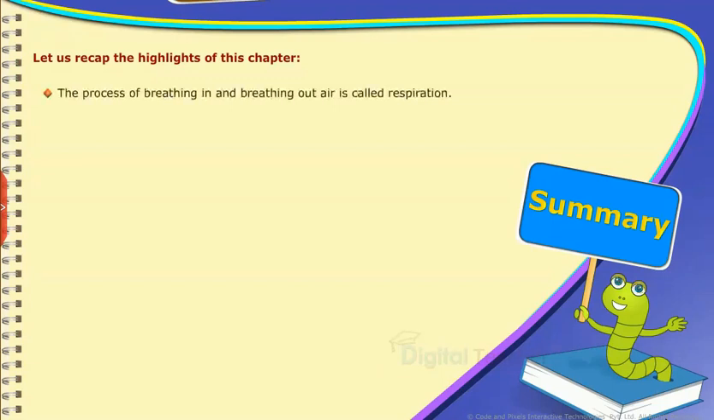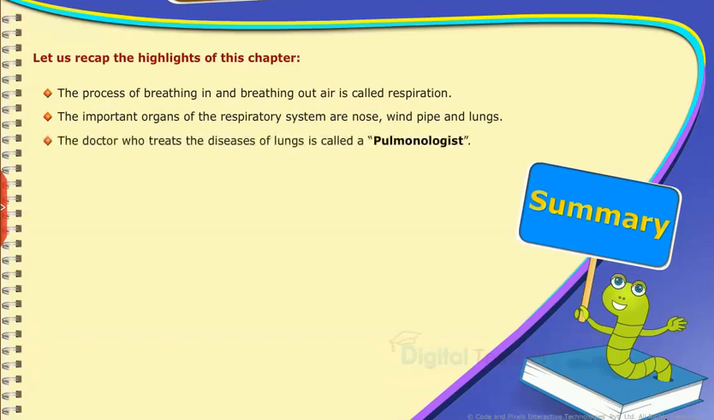The process of breathing in and breathing out air is called respiration. The important organs of the respiratory system are nose, windpipe, and lungs. The doctor who treats the diseases of lungs is called a pulmonologist.